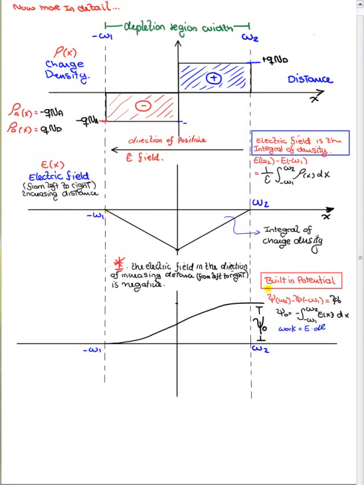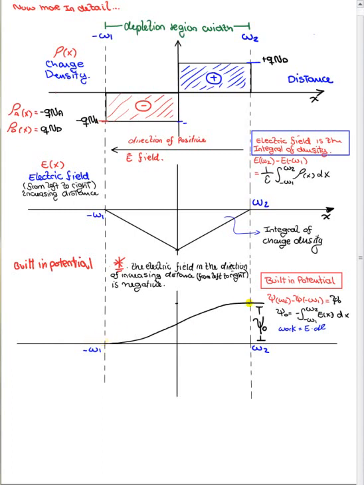Now, there is something called the built-in potential that is drawn here in this graph. The built-in potential is the voltage across the depletion region from W2 over to negative W1. Also, the built-in potential is the work that you will need to do to move a positive charge from W2 over to negative W1 across the depletion region.